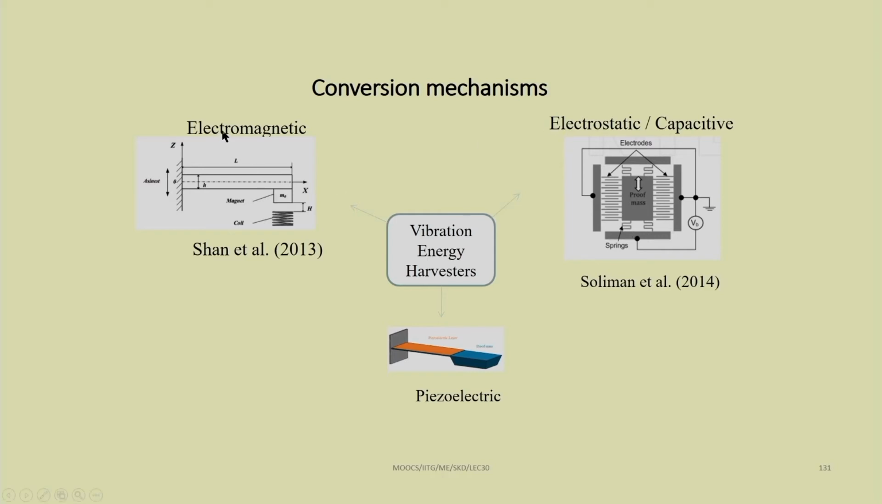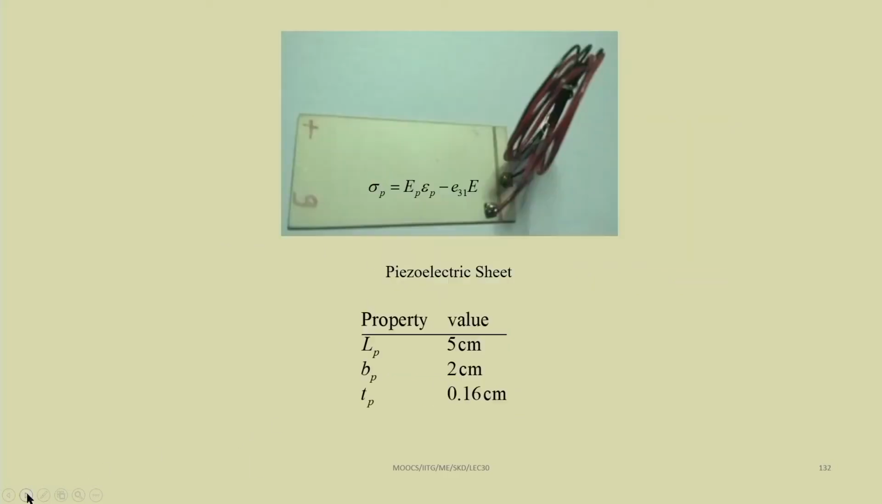We can have this electromagnetic way, piezoelectric way, or this electrostatic or capacitive way of harvesting the energy. So, this is a typical piezoelectric slab. In this piezoelectric sheet, the property, for example, is a length of 5 cm, width of 2 cm, and thickness equal to 0.16 cm. This patch we have purchased and it has been used in our experimental setup for harvesting this energy.